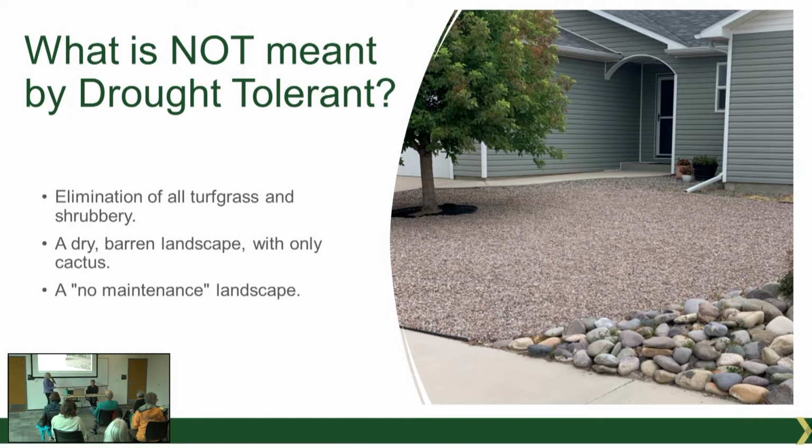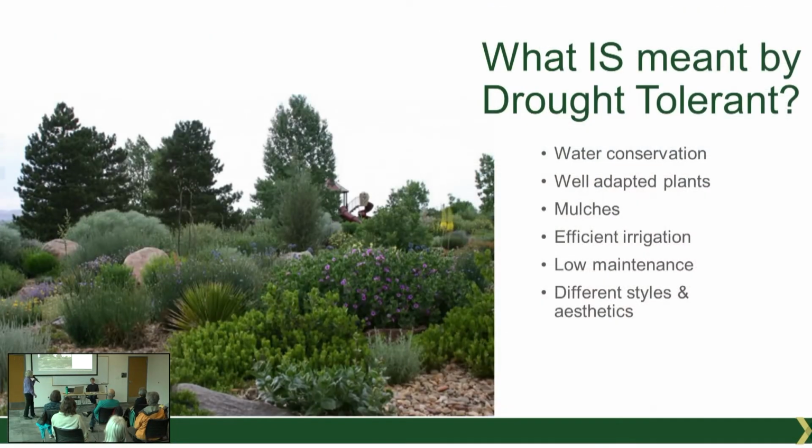So this is not what we mean. And there is a word, it is called xeriscape. A lot of people pronounce it zeroscape. That's zeroscape. We don't want that. We want xeriscape with an I. It's xeric, drought tolerant. So what do we mean when we say drought tolerant? We want you to conserve water. Plants that are well adapted to doing that. Different maintenance methods that allow you to maintain whatever your landscape is in an easy manner.